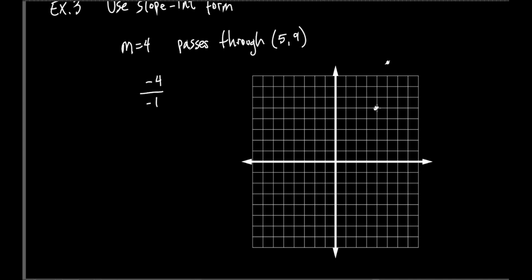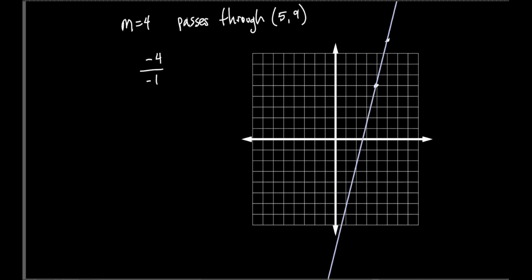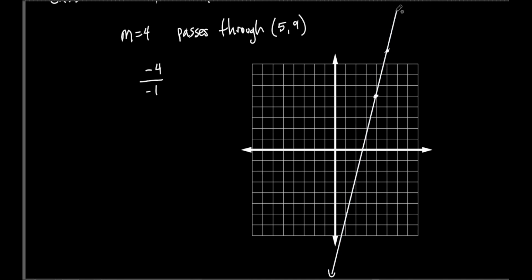If I connect them, this may be off just a little bit. It may not be perfectly accurate, but it'll be pretty close. The graph should have been a little bit bigger. All right, so that's the line that we're trying to find the equation of.